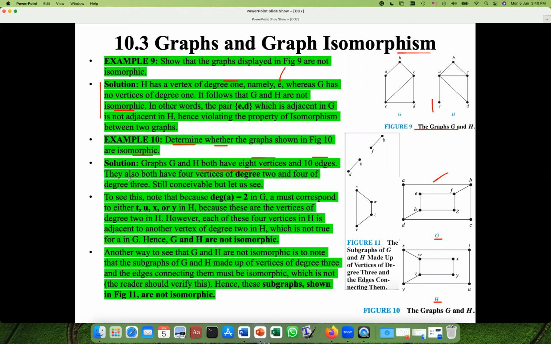The vertex with degree 2, because it is a vertex with degree 2. So what would be the possible images in H? The vertices with degree 2, the same thing. You have to find the same thing. So this T has the degree 2, this has the degree 2, this has the degree 2. So these are now the candidates for the image of this A.